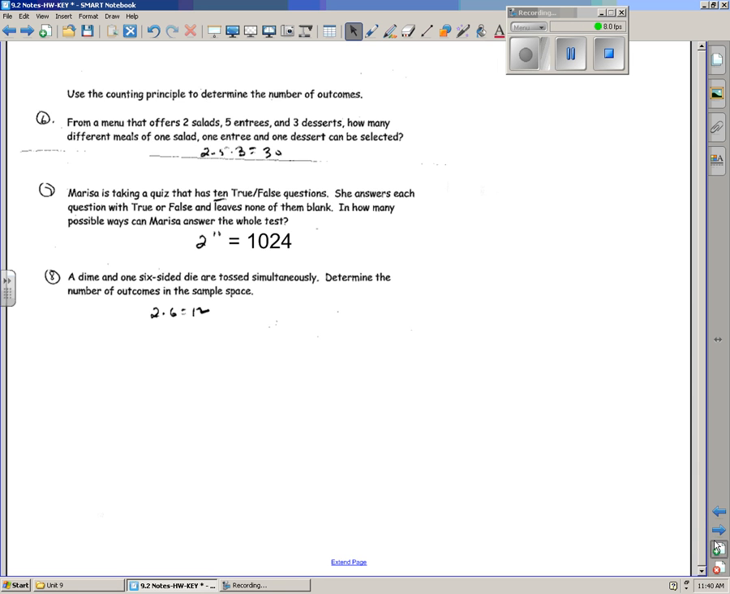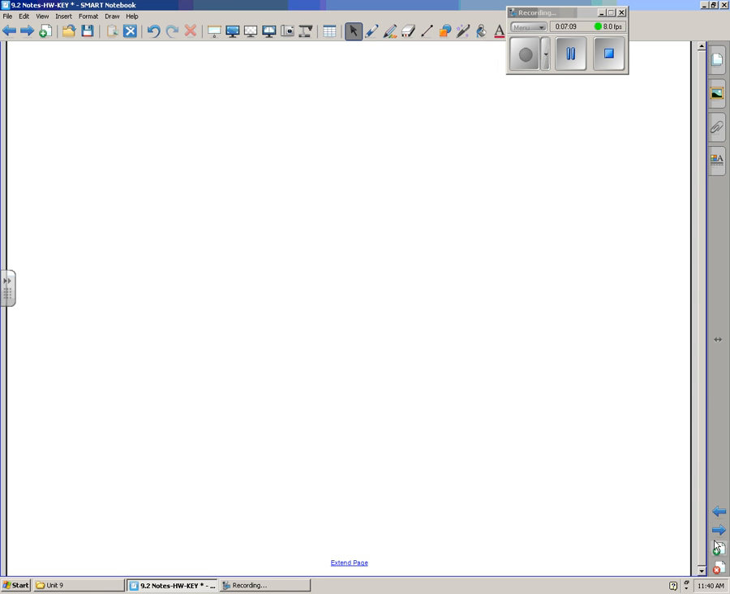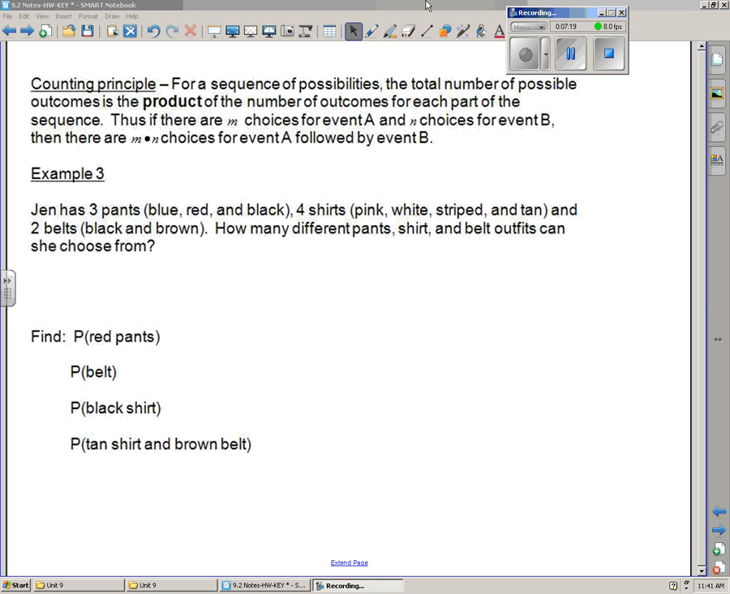So you should have a slide on counting principle, and basically what it's saying to you is for a sequence of possibilities. You know what, I'm going to pause this for a second. I'm going to get this thing up, and I'm going to come back. So hang tight. Okay, I'm back. Got it.